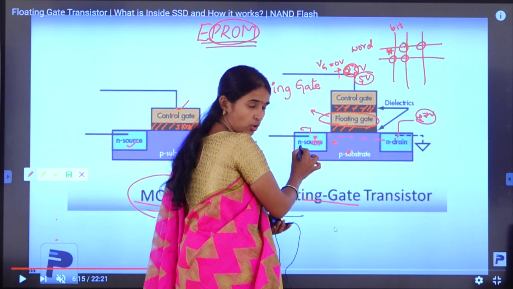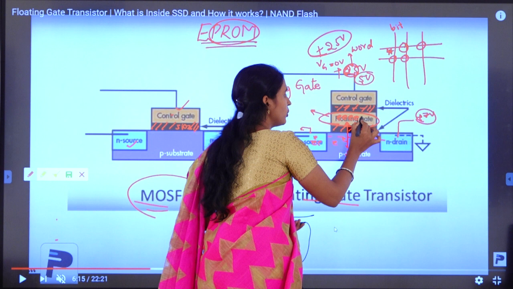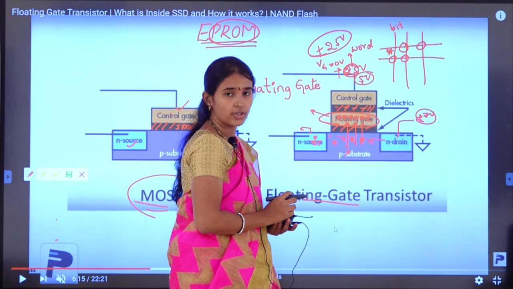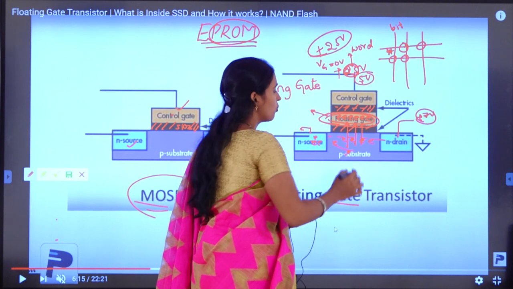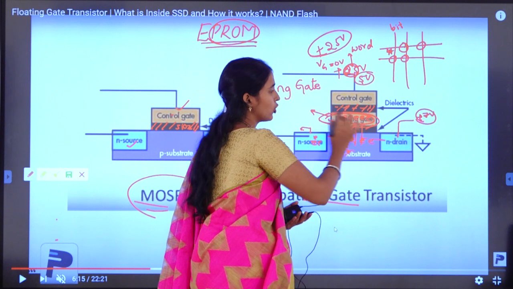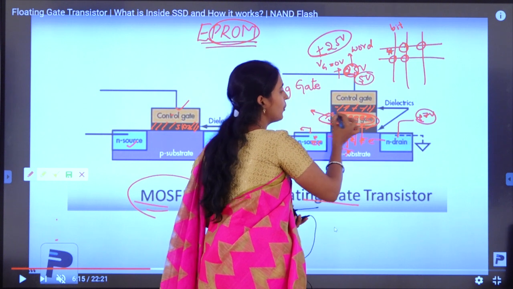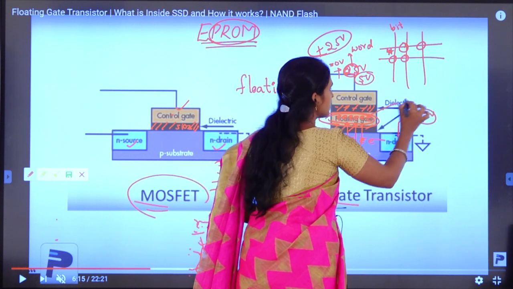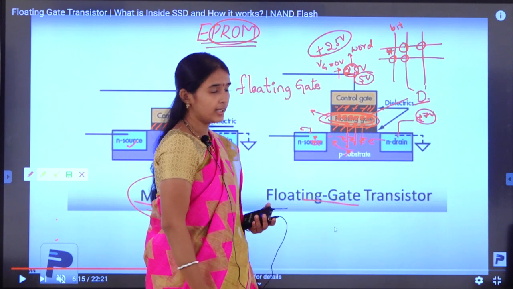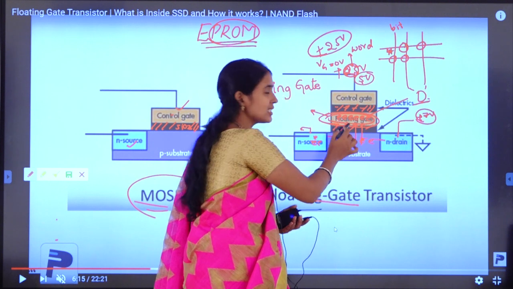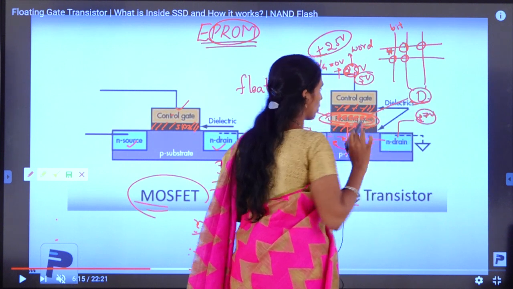All the electrons from the source as well as from the P substrate, due to the high electric field, start accumulating in the floating gate. Most of the electrons accumulate in the floating gate. So as there are more electrons in the floating gate, it indicates that 0 is being stored. That is nothing but it is programmed, which indicates that bit 0 is stored.